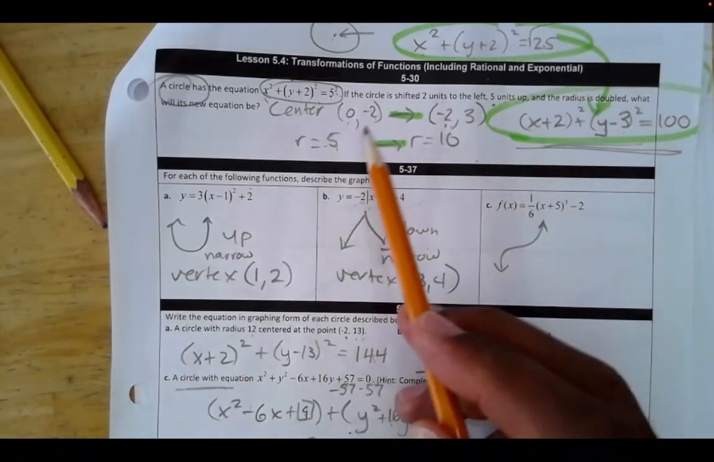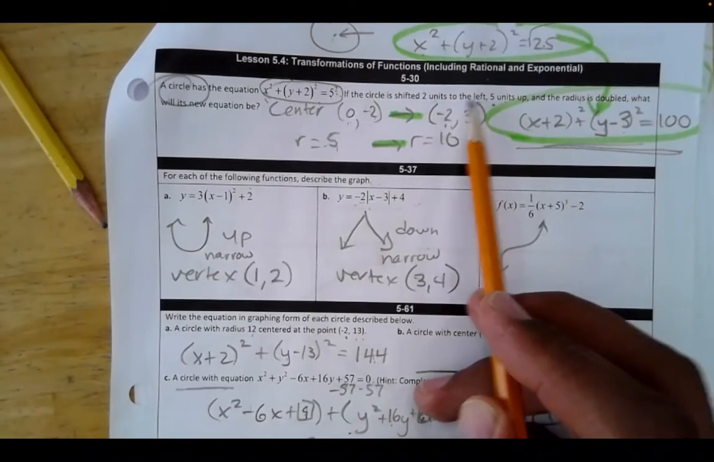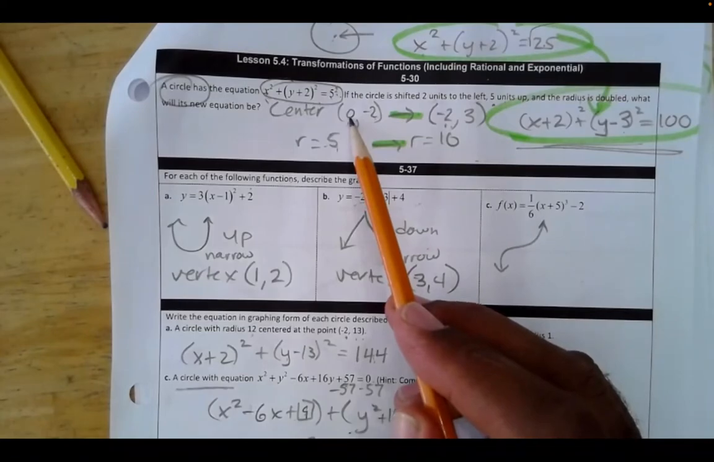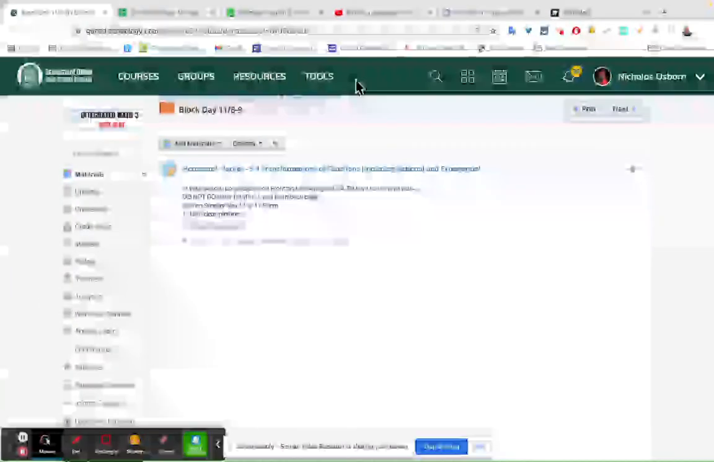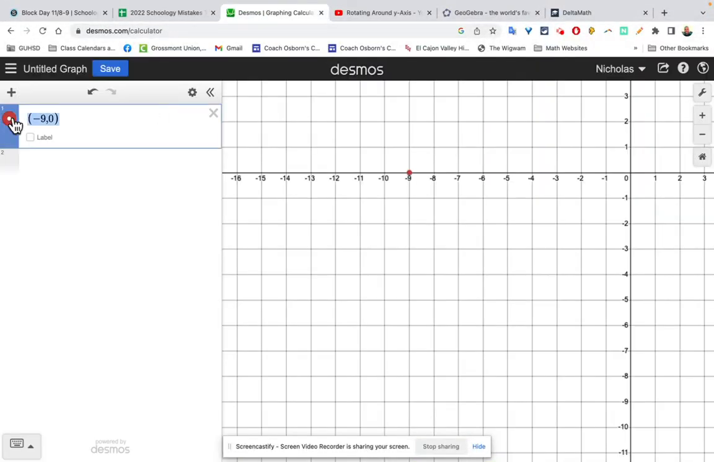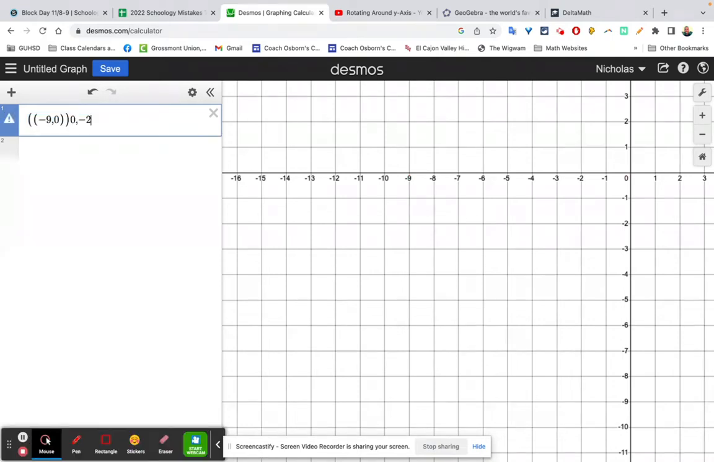Okay, so if I focus on one thing at a time, if it goes 2 units left, that means my x value at zero is moving left. So if I was to go on Desmos and graph the point 0, negative 2, you can see it right there. And again, it's told me that I have to move 2 units to the left and then 5 units up. So that's right here.